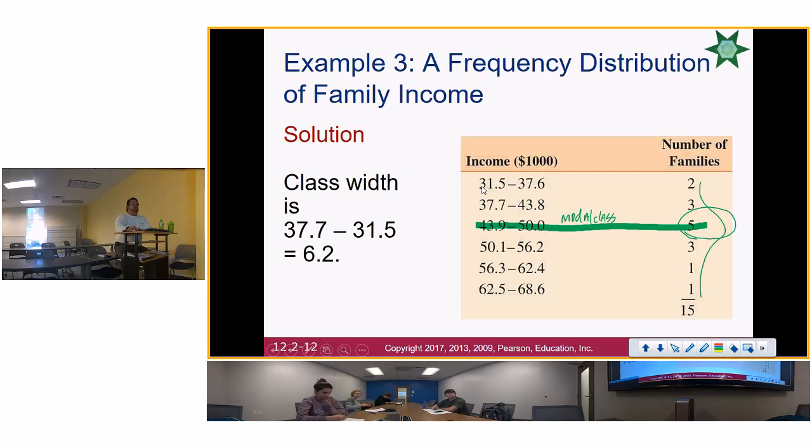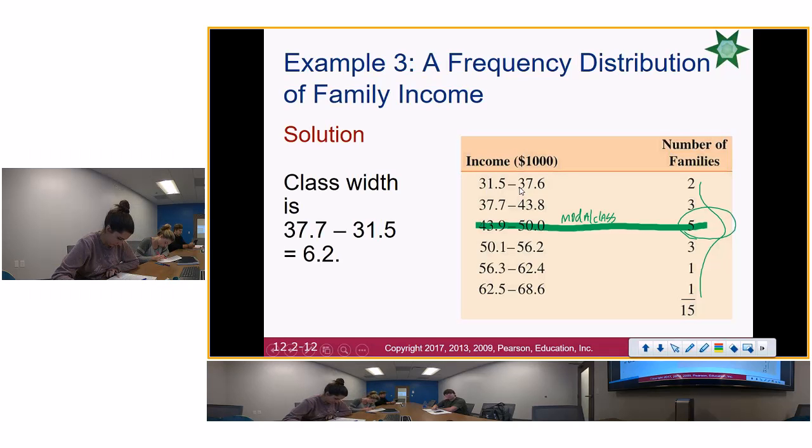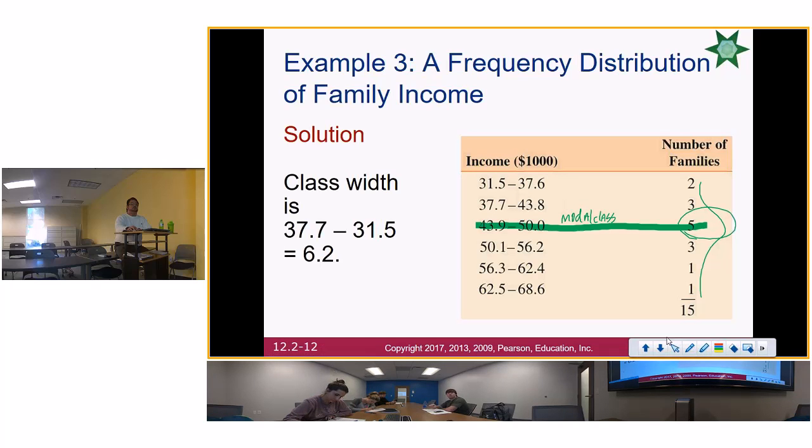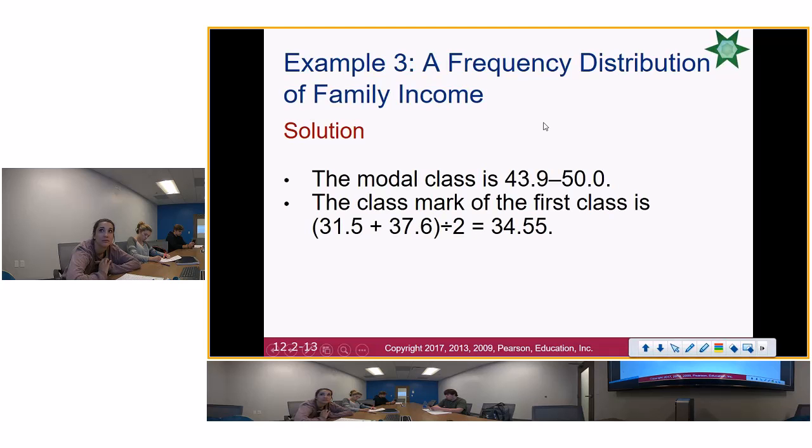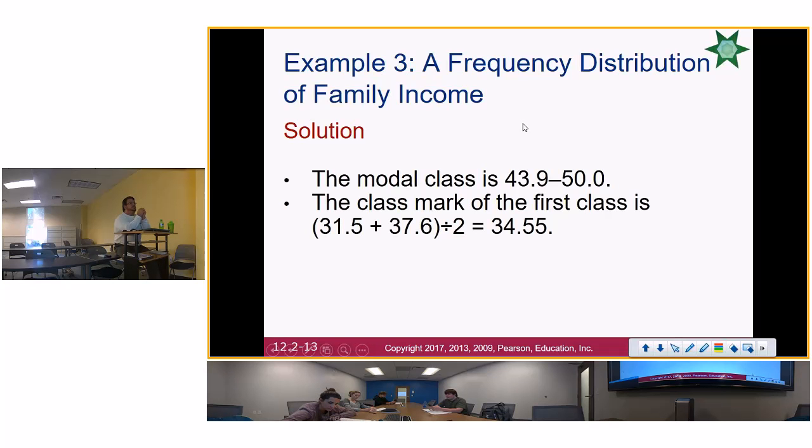Take your calculators and take 31.5 plus 37.6 and divide by 2. Do that with your calculator and tell me what you get. 31.5 plus 37.6 divided by 2. 50.3. Hold on. I don't think you did that right. 31.5 plus 37.6 divided by 2. 34.55. There you go. And that's called the midpoint. So where it says the class mark, mark through that and put midpoint.